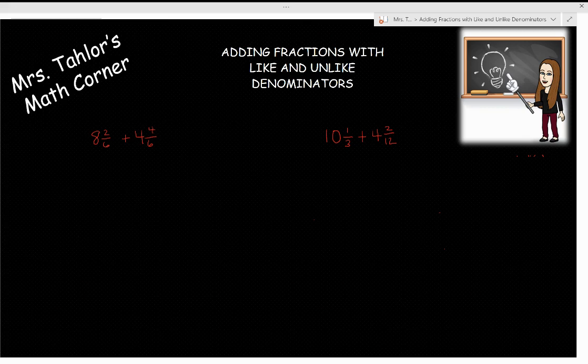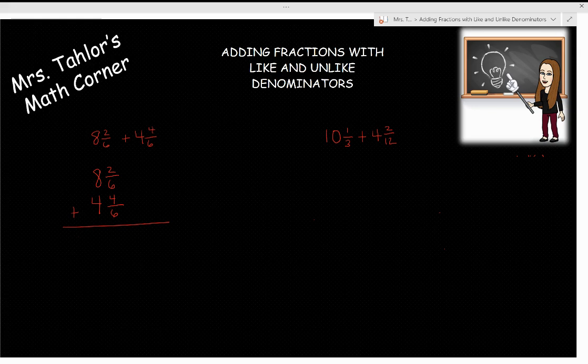I often tell my students it may be easier to stack the mixed numbers vertically instead of horizontally. So I'm going to write 8 and 2/6 plus 4 and 4/6. In this case, I already have a common denominator, so I don't need to change the denominator at all.